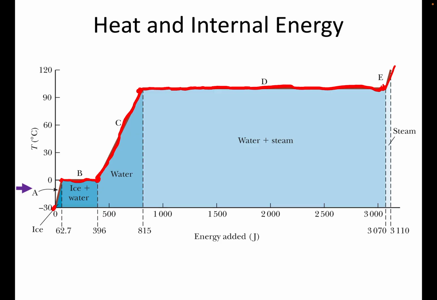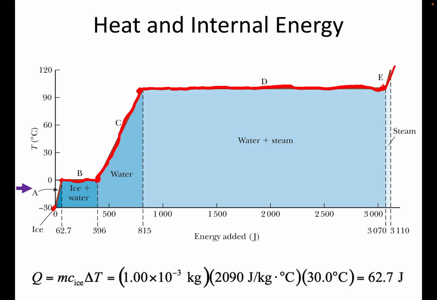So let's check what energies are required to change the temperature of this 1 gram of water. My water is 1 gram, so it's actually 1/1000th of a kilogram. In the ice phase, we need to use the specific heat for ice. We increase the temperature of the ice by 30 degrees here. So we need 62.7 joules of energy to increase the temperature of the ice by 30 Celsius degrees.